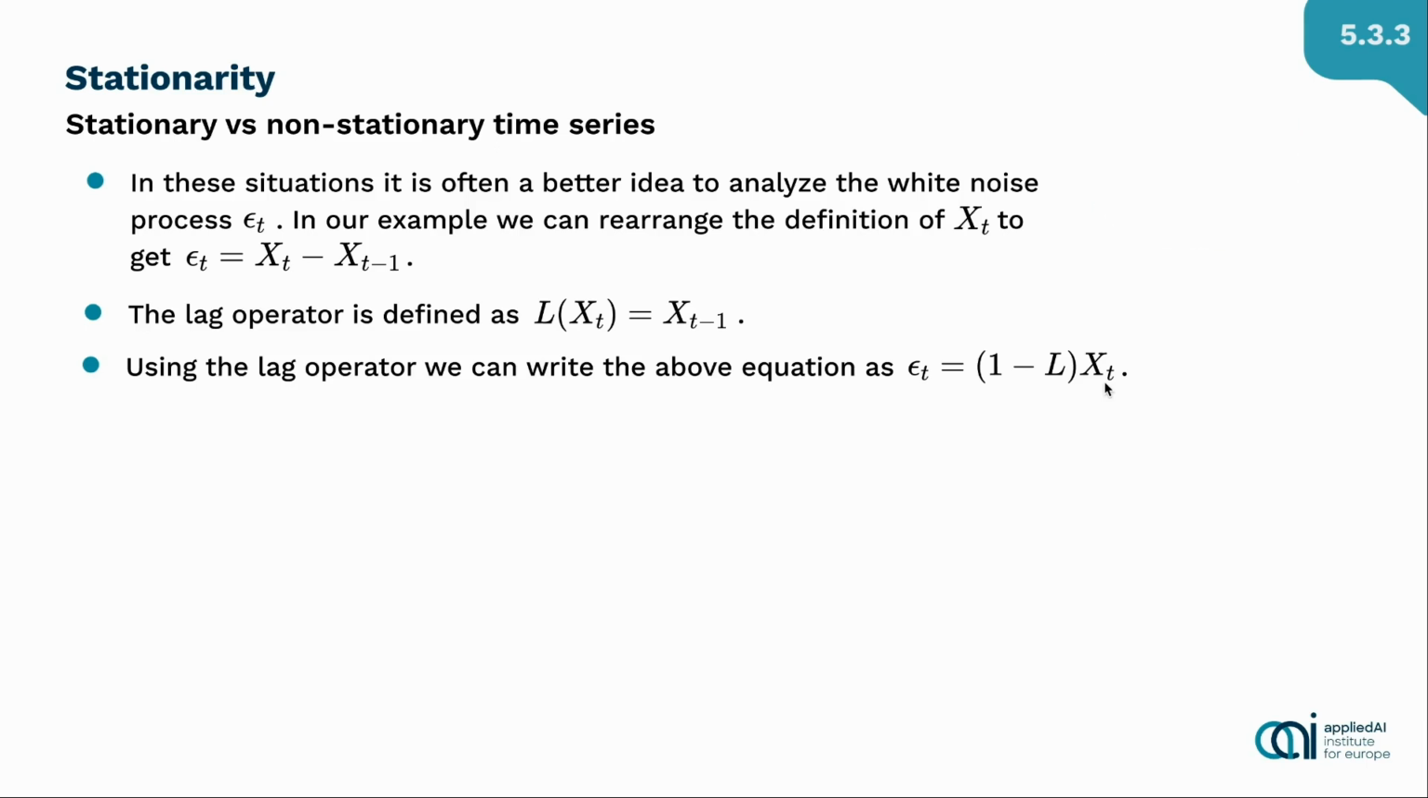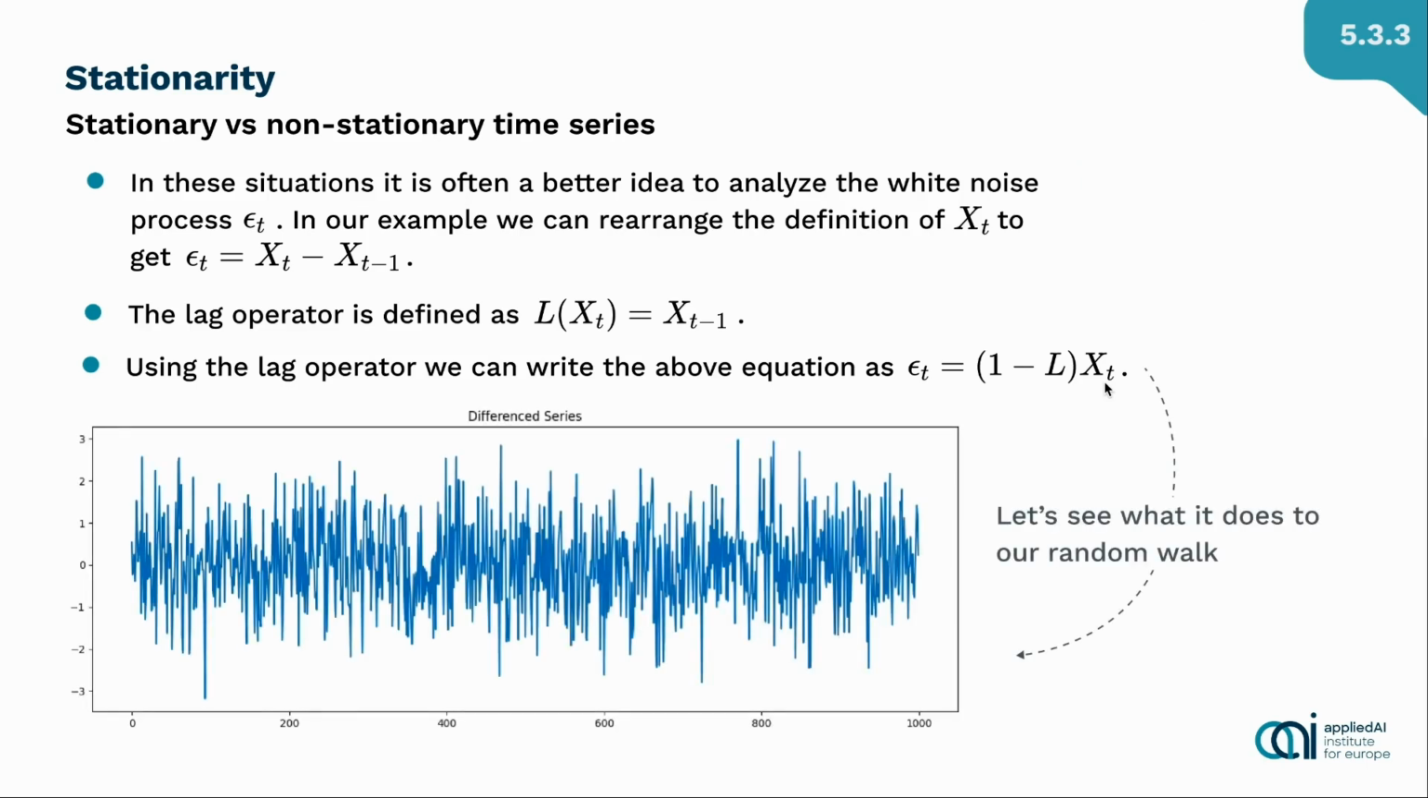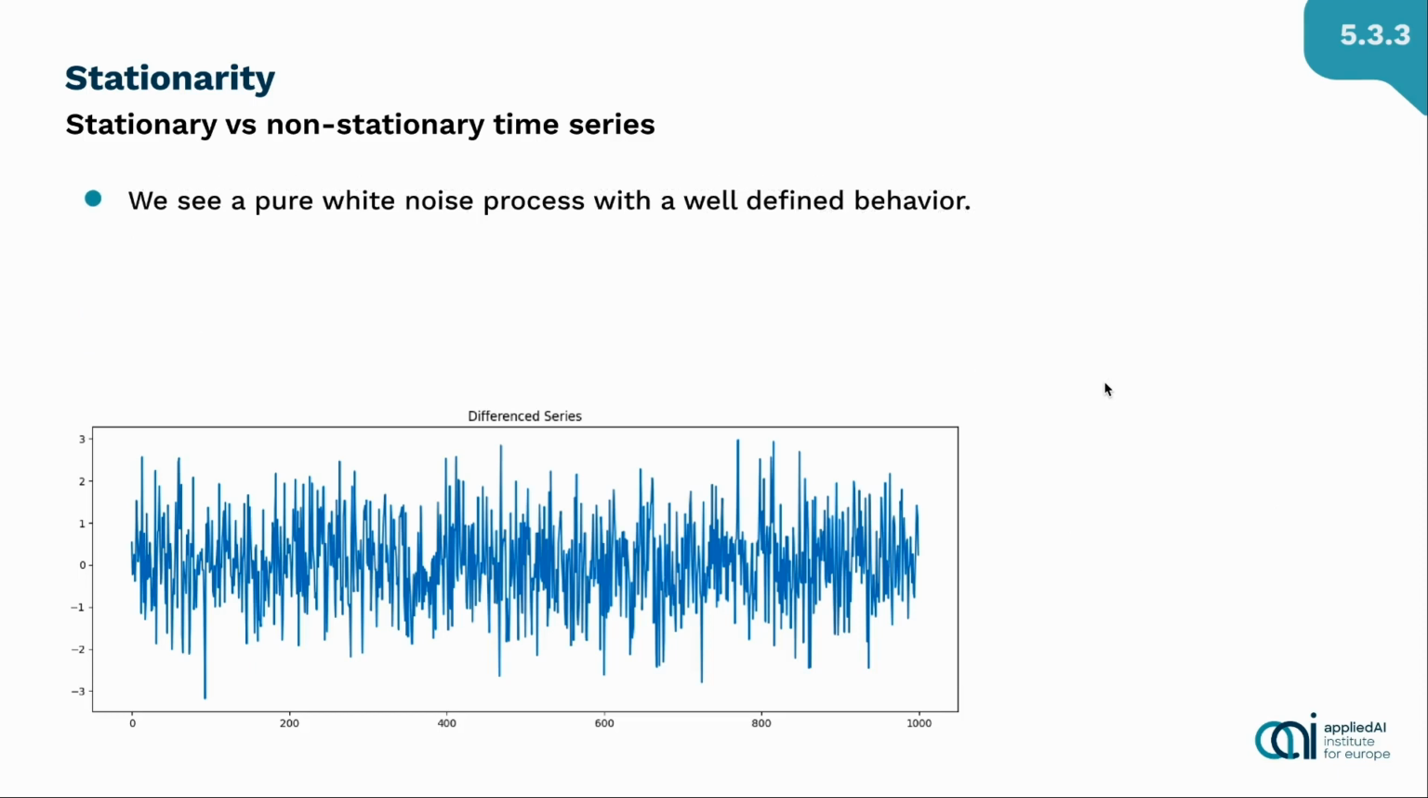Now we can have a look at the difference time series of our random walk, and it looks just like that. And I hope you see that this looks pretty much like a random noise process, which it also should be. So we should have IID samples from a standard normal distribution in this case.